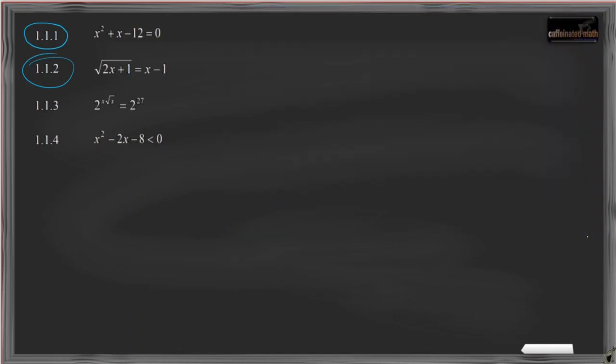Moving right along. Well, over here we have something that's trying to scare us because it has a radical sign inside the exponent. But fear not, for we have the tools, we have the technology. So that reads 2 to the power x times the square root of x is equal to 2 to the power 27.